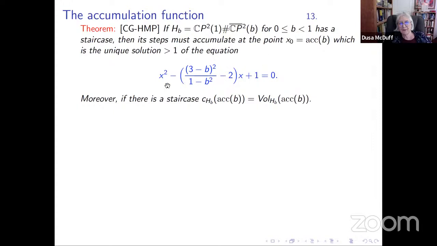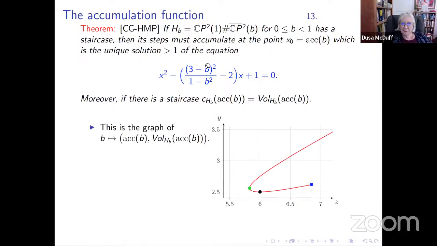So this equation is an equation for x, and its coefficient of x depends on b. And so you have that, since the product of the roots is 1, there's exactly one root bigger than 1, and that's the special value. And if there is a staircase, then the capacity function has to equal the volume at that case. So the obstructions actually have to converge to the volume. So that's where we were starting from. And in our particular case, what this function looks like is this. It's quite interesting. So b is our variable.